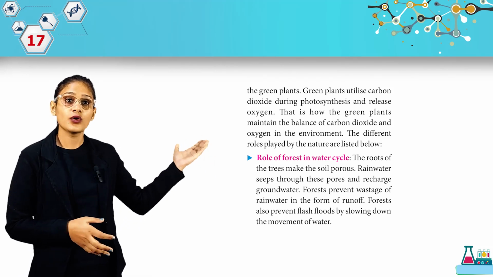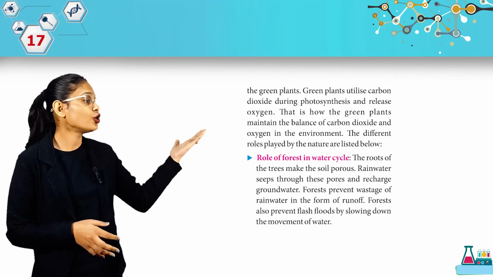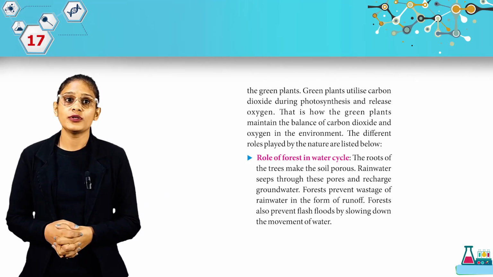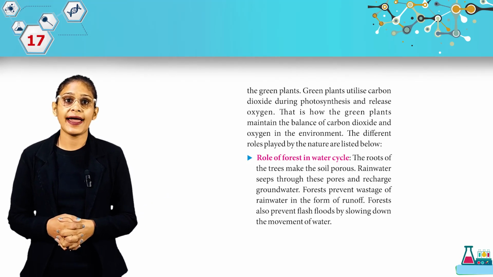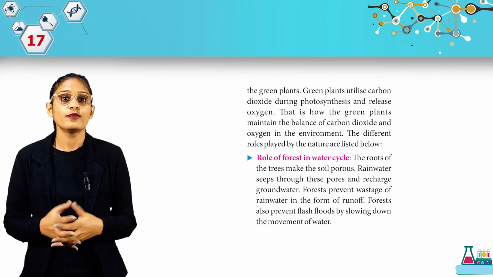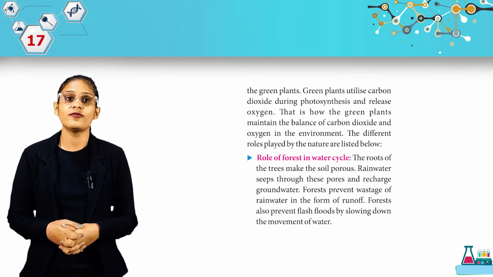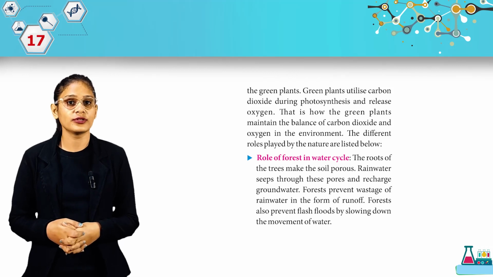Now we have roles of forest in water cycle. The roots of the trees make the soil porous. Rainwater seeps through these pores and recharge groundwater. Forests prevent wastage of rainwater in the form of runoff. Forests also prevent the flash floods by slowing down the movement of water.